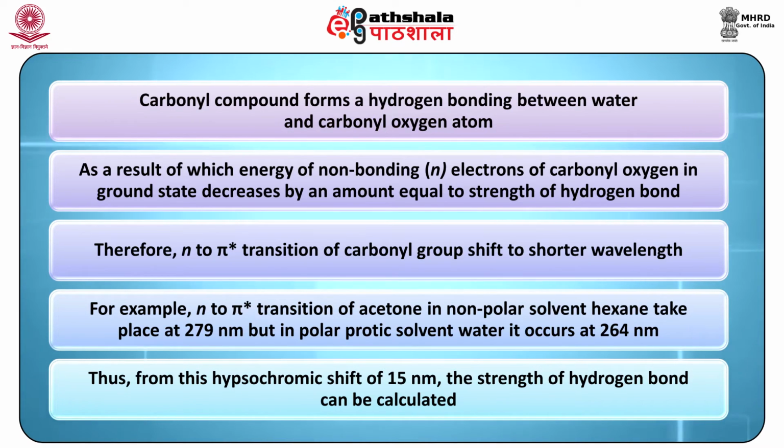Therefore, the n to pi star transition of the carbonyl group shifts towards a shorter wavelength. For example, the n to pi star transition of acetone in the non-polar solvent hexane takes place at 279 nanometers, but in the polar protic solvent water, it occurs at 264 nanometers. Thus, from this hypsochromic shift of 15 nanometers, the strength of the hydrogen bond can be calculated.